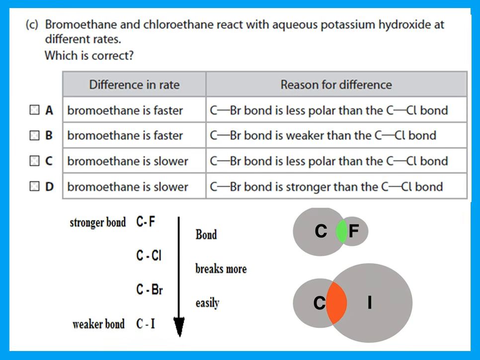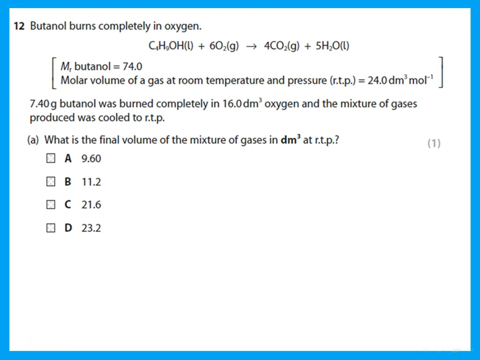easily. This is because as we go down the group, the halogen becomes a bigger atom, so there is less attraction force between the bonding pair of electrons and the positive nucleus of the halogen, and that means that the bond between the carbon and the halogen will be more easily broken. And that means if I'm comparing the bromo to the chloro, the bromo will be faster. This is because the carbon-bromine bond is weaker than the C-Cl bond.